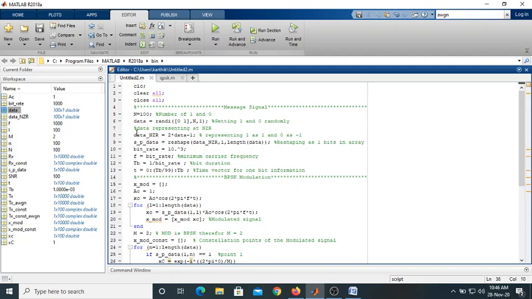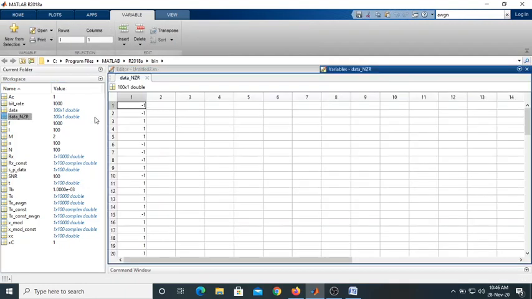But in BPSK we don't transmit ones and zeros as they are. What we do is convert them into NRZ format. What is NRZ format? 1 means 1, 0 means minus 1. Now this is the data NRZ. This data NRZ is a sequence of ones and minus ones. So if it is 0, it is written as -1.